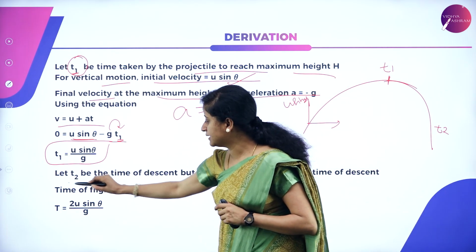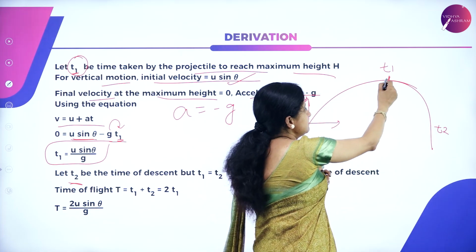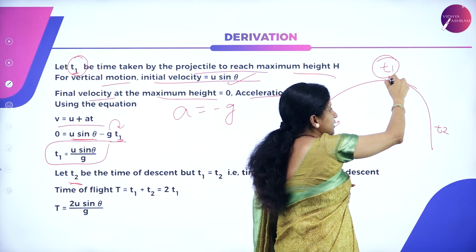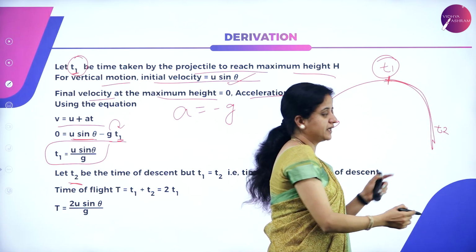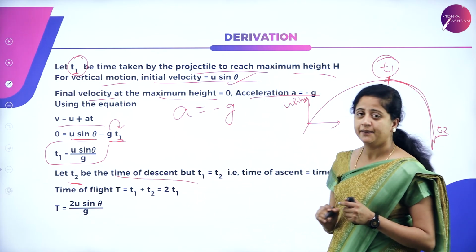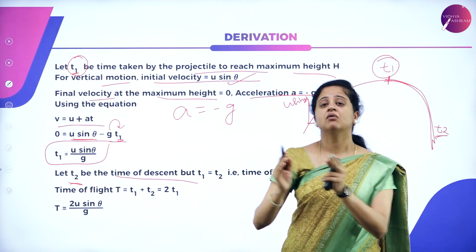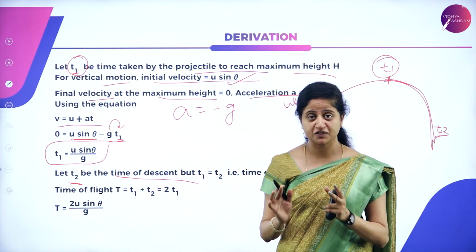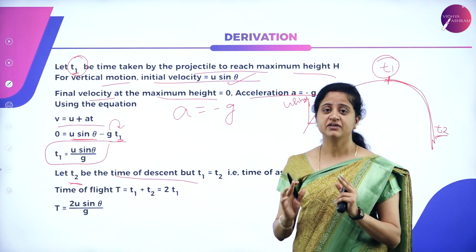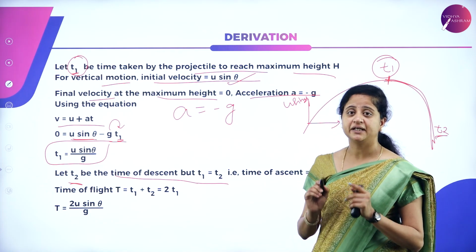So let us consider T2 be the time of descent. For the object to reach the maximum height, the time required is T1, and for the same projectile to come back again to the ground, the time required is T2. But we know for a projectile motion, time of ascent is equal to time of descent. In the discussion of projectile motion, we studied that time of ascent is equal to time of descent, and hence T1 is equal to T2.